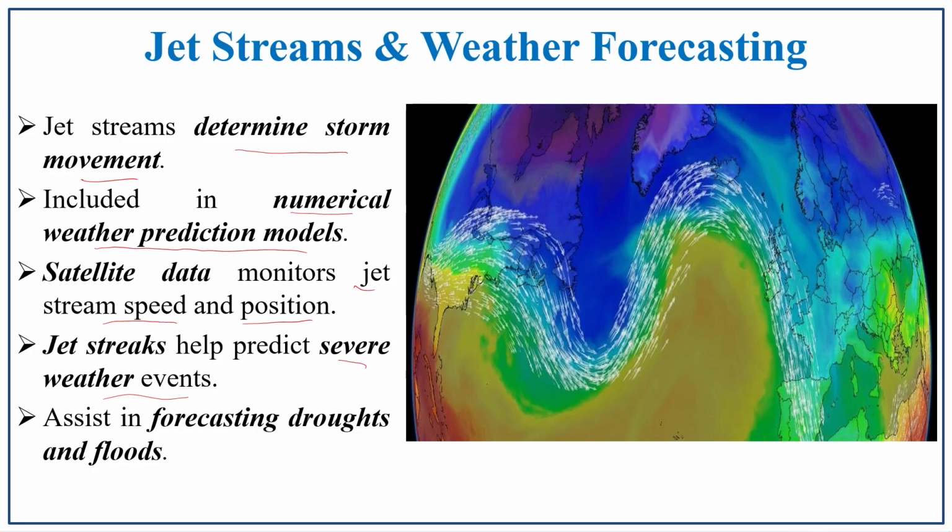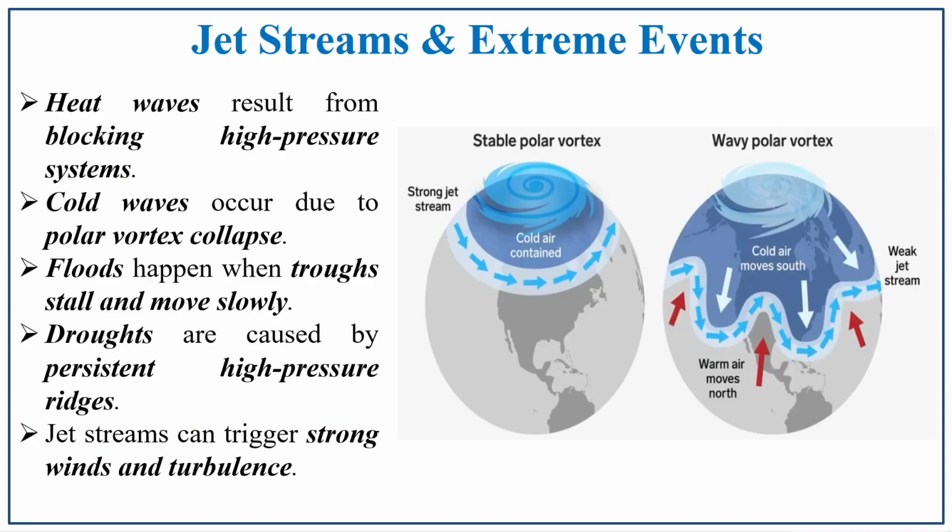be identified. It assists in forecasting droughts and floods. So if a region is going to be affected by droughts or by floods, that can be somehow predicted with the help of understanding of the jet stream, in such a way that jet stream and weather forecasting are highly correlated with each other. Jet stream and extreme events, that is, heat wave, which results from the blocking of a high pressure system.